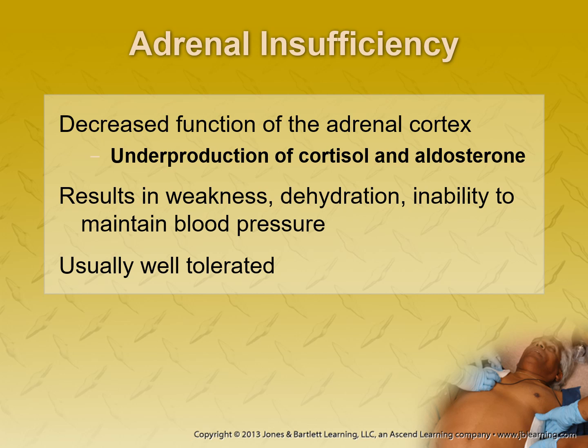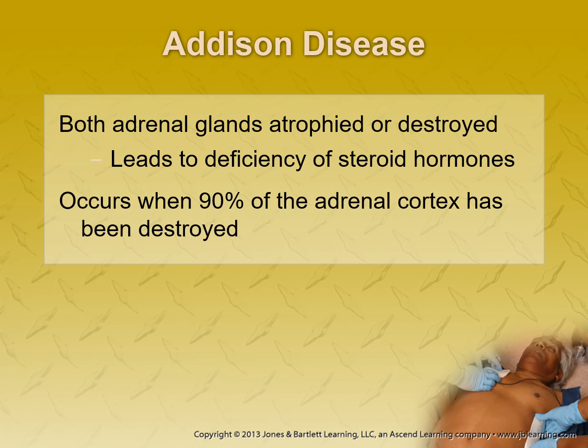So adrenal insufficiency and Addison's go together. So this is, for some reason, you're not producing enough cortisol and aldosterone. And so it's going to cause you to have some dehydration problems, an inability to maintain your blood pressure because you need all those electrolytes where they need to be, and you need to have fluid in your container. So if someone just has adrenal insufficiency, it is fairly well tolerated and somewhat easy to treat. Addison's disease is maybe the end of that then.